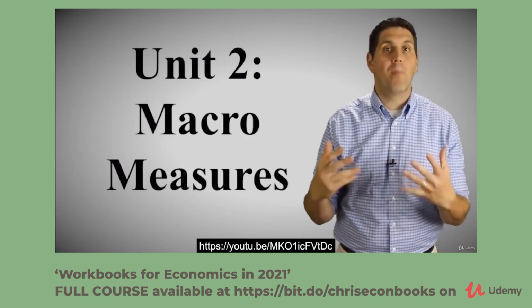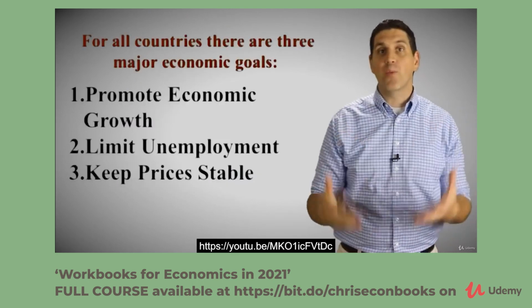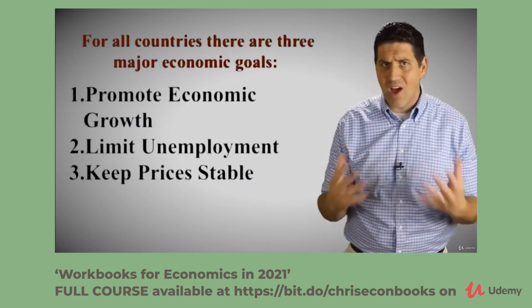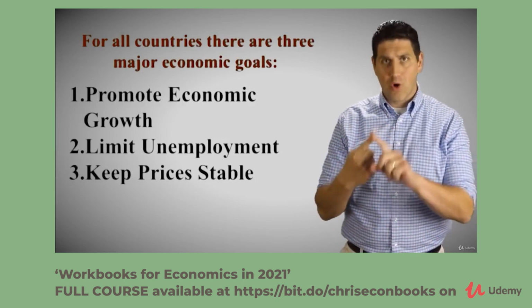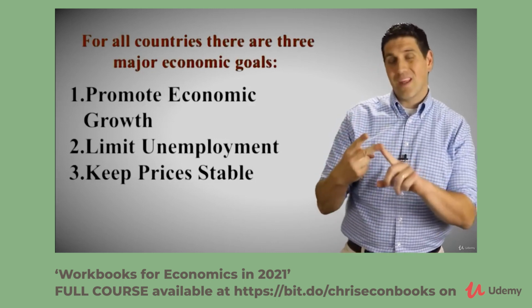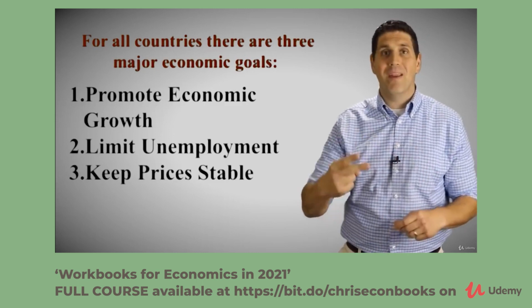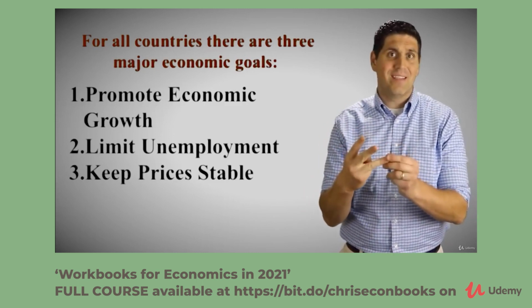We talk about the macro measures. In Unit 2, we're talking about the 3 goals of every economy. Doesn't matter what kind of economy it is, they have 3 goals. They want to grow over time. They want to produce more stuff. They want to keep unemployment down, like limit unemployment. And they want to limit inflation, or at least keep prices stable.